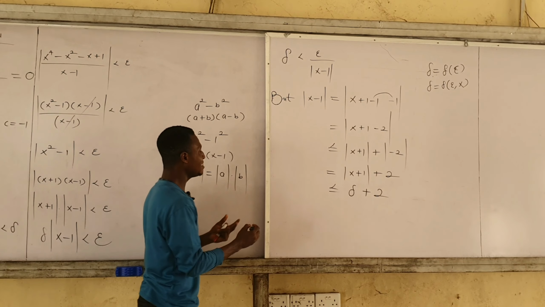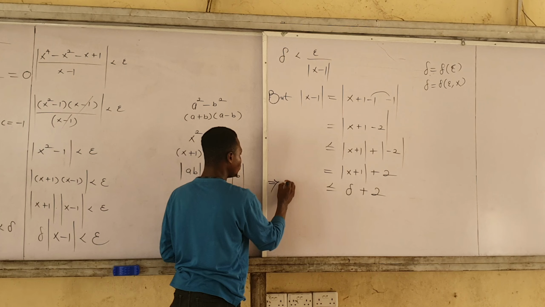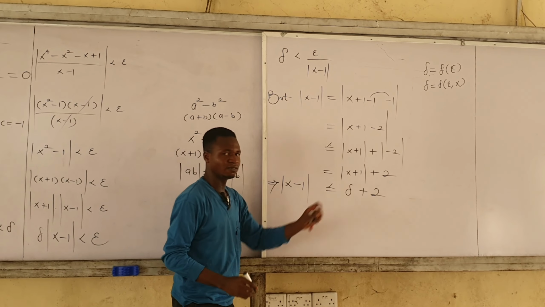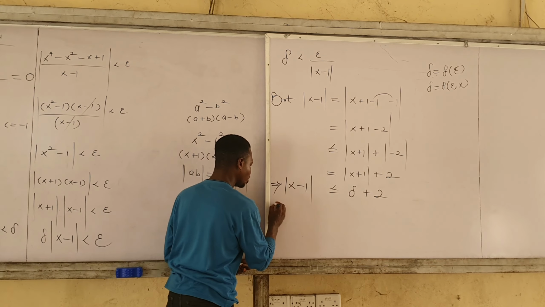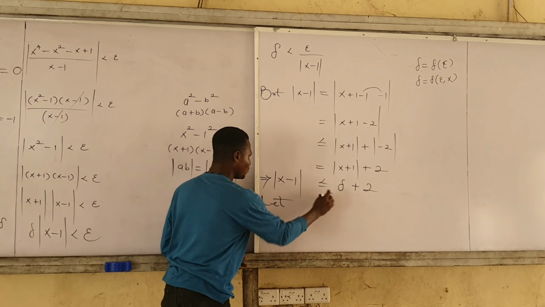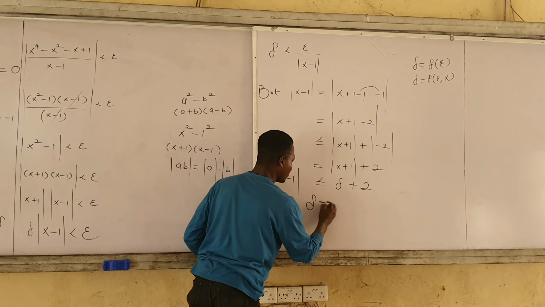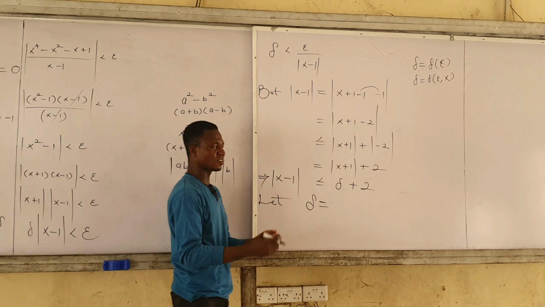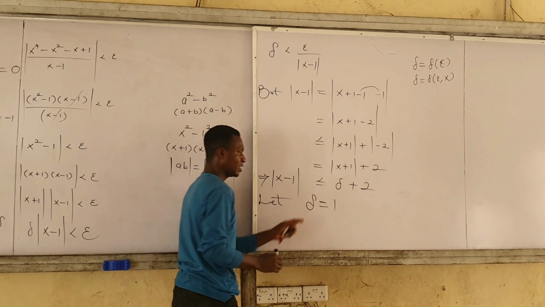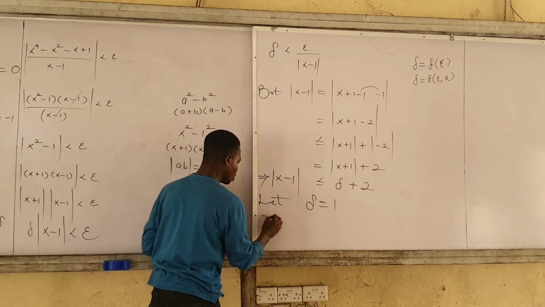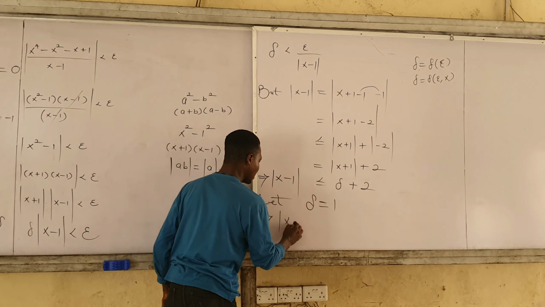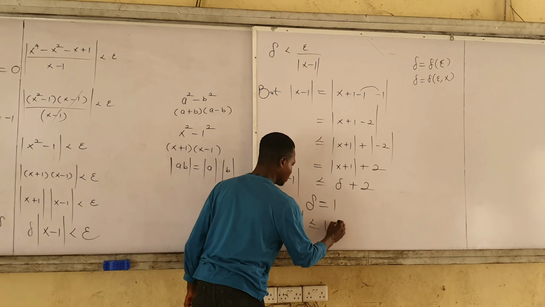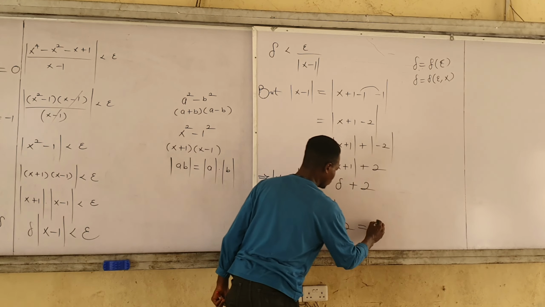So what does it mean? It means that our absolute value of x minus 1 is equal to this. But what is the value of this delta? So what we can do is that we can choose a value by saying, let this value for delta be equal to any number that is greater than 0. So you can choose any number that is arbitrarily greater than 0. So we can say, let delta be equal to 1. And if delta is equal to 1, this should imply that the absolute value of x minus 1, which is less than or equal to delta plus 2, is given by 1 plus 2. And this is equal to 3.